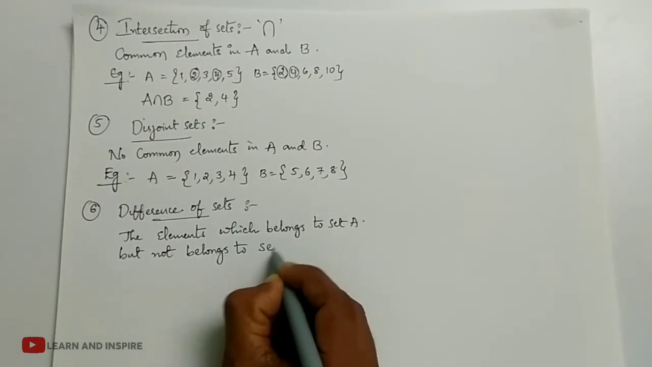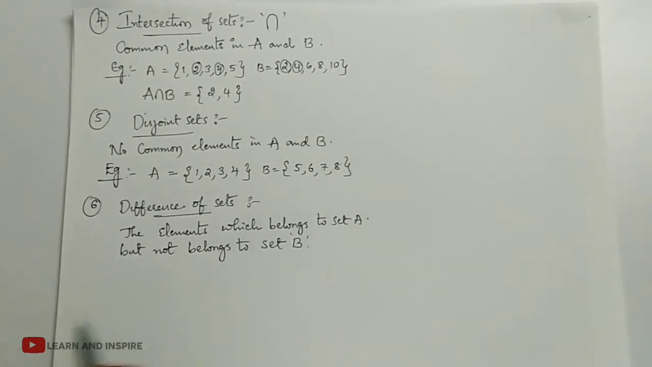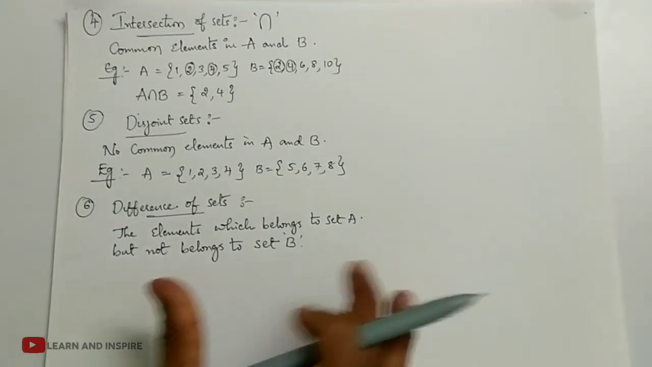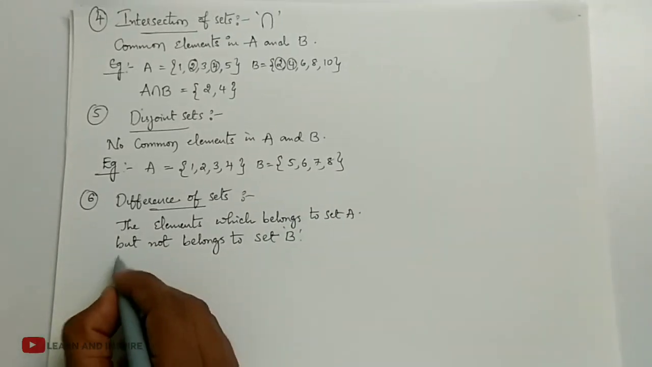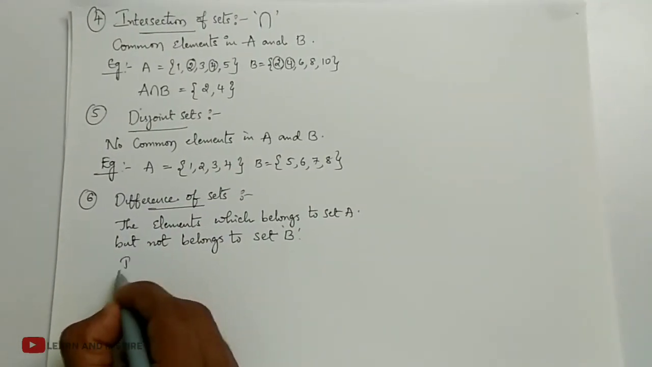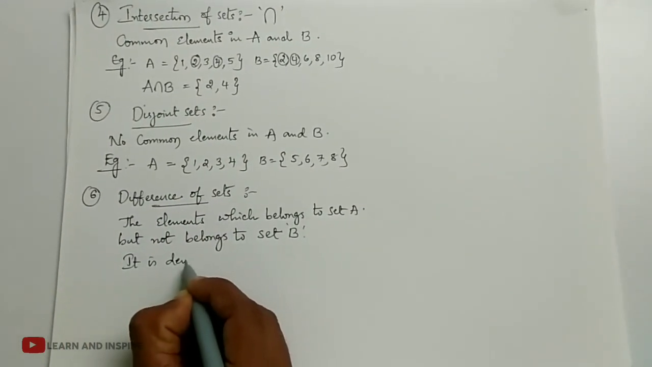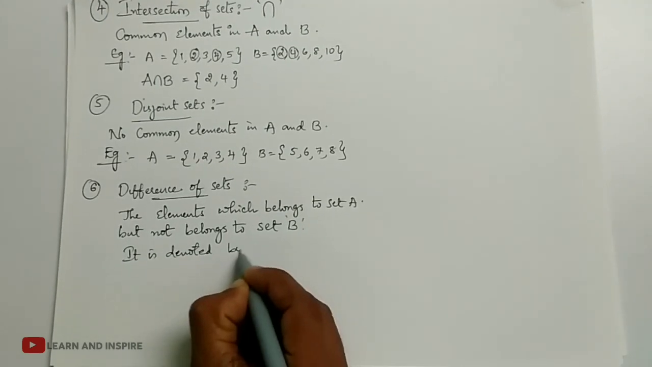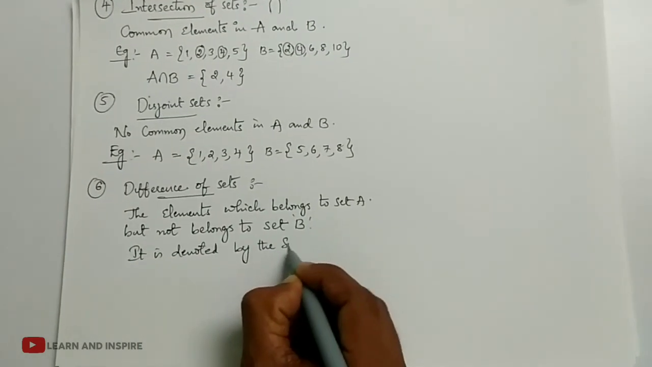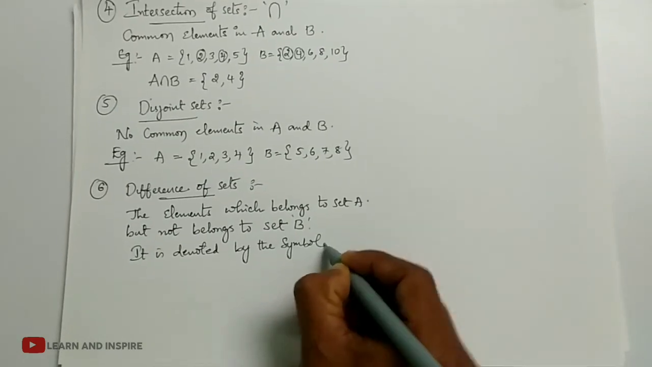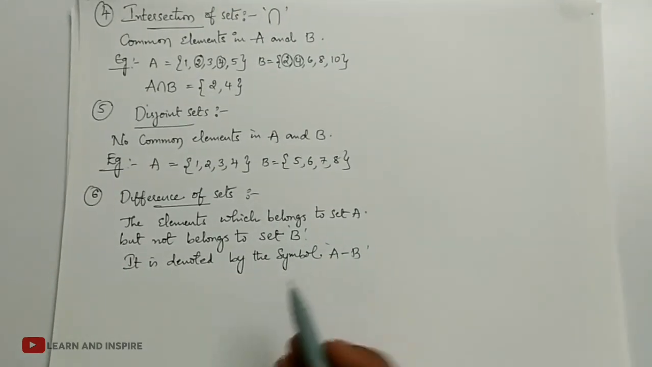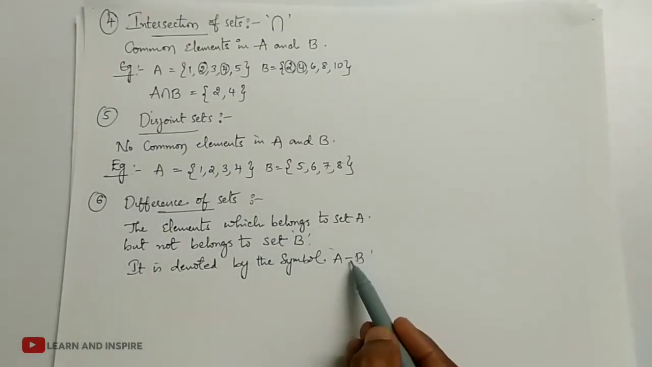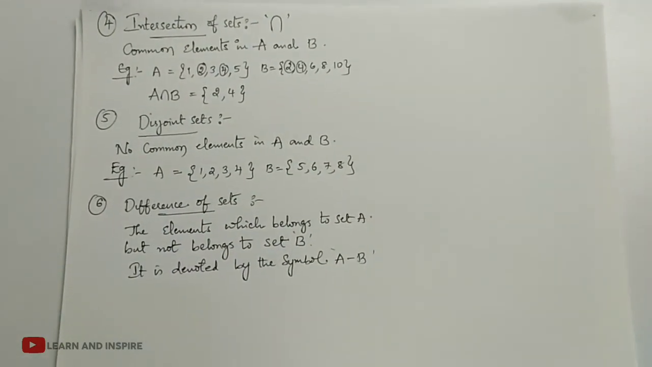but do not belong to set B. So the elements which belong to set A but do not belong to set B, and difference of sets is denoted by the symbol A minus B. So it is represented as A minus B. So minus is the symbol we use for difference of sets.